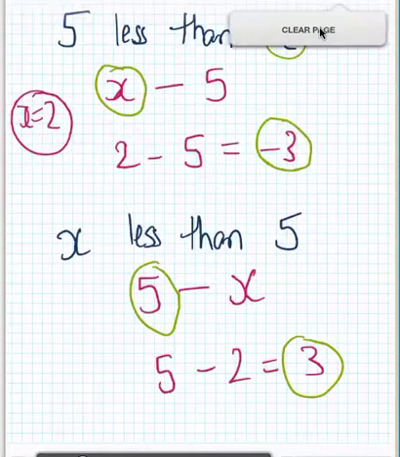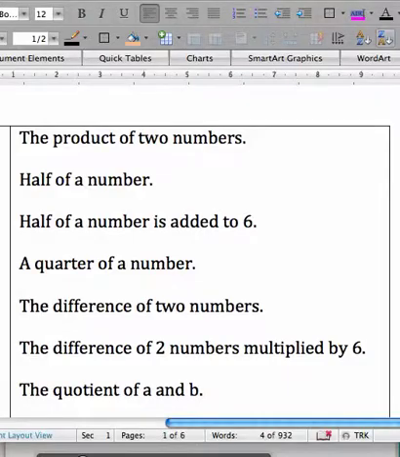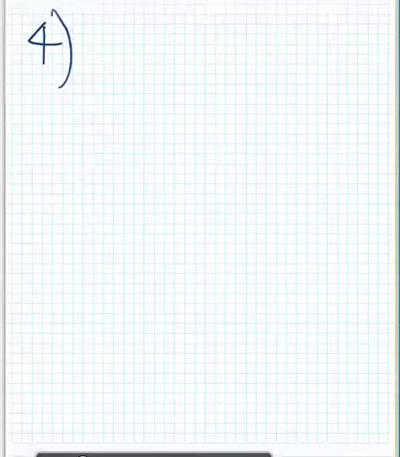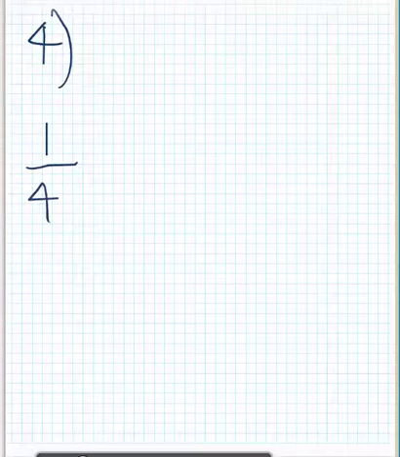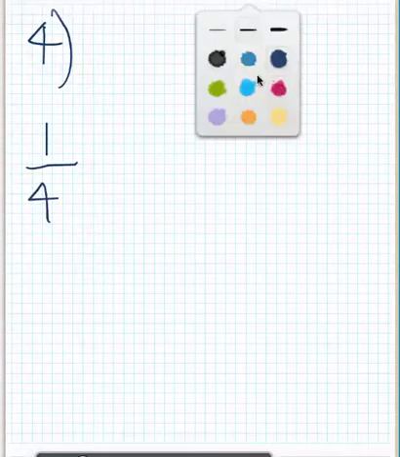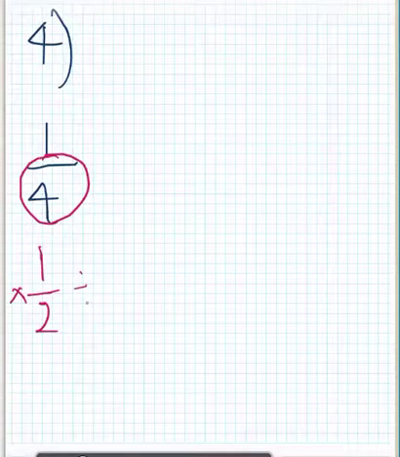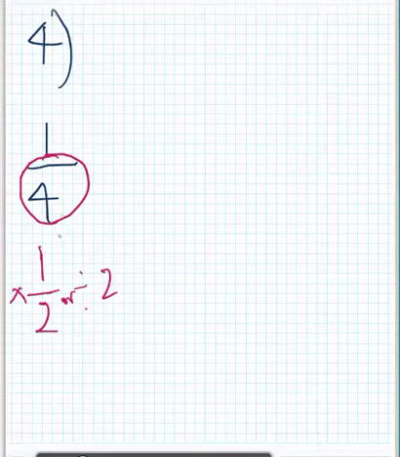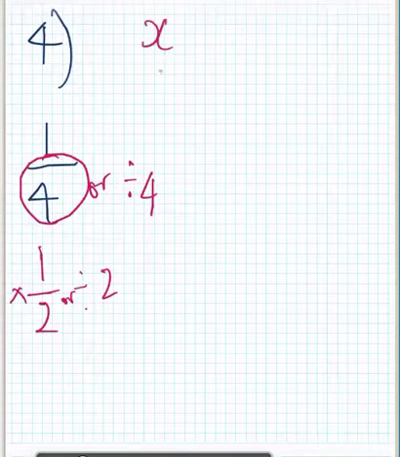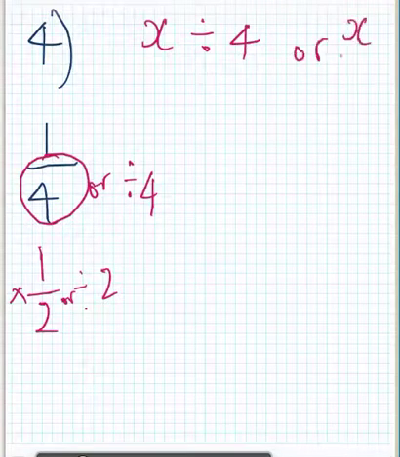Number 4 is a quarter of a number. A quarter, we know half a number means to divide by 2, and a quarter looks like this. And this means, remember that trick, if we have a 1 on top, we are simply dividing by the number on the bottom. So if I have a half, multiplying by a half is the same as dividing by 2. So a quarter of something means to divide by 4. So a quarter of a number, I can have my number x, and a quarter of it means to divide it into fourths, divide it by 4. Or we can write it as x over 4, and we're done.